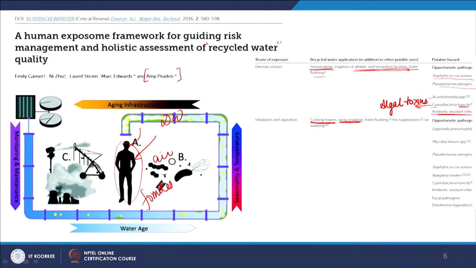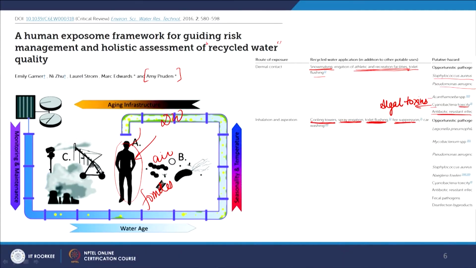Next is inhalation and aspiration. Let us say I am standing next to a waterfall and I inhale the water. This is an issue in cooling towers, for example, in many of our thermal power stations, and in spray irrigation and drip irrigation, where we are trying to minimize the use of water, and toilet flushing. Now, this is a very interesting study. At the same institute, Virginia Tech, there is a very established air pollution expert, Dr. Marr, who worked a few years ago on how toilet flushing might be a route for exposure to Ebola virus.